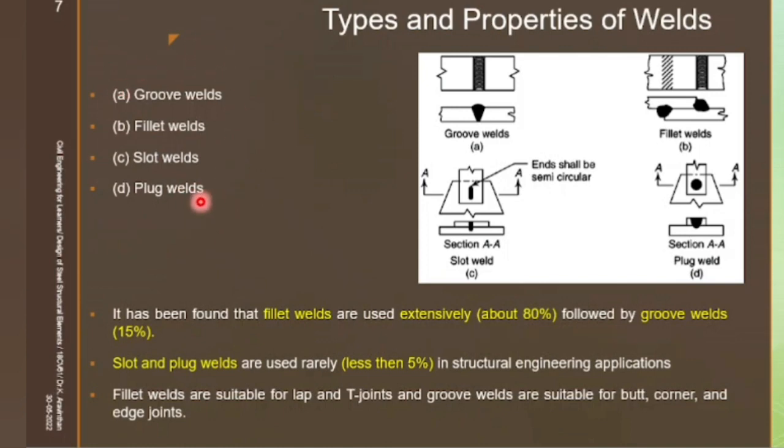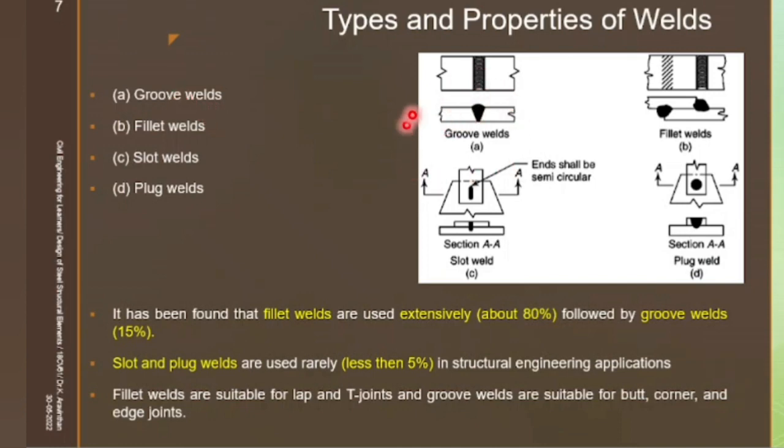You can recollect the types of bolt. The same way you have types in the weld also. What is groove weld? Taking some material from the top. If any member has to be connected, you will cut the member and then you will weld for better finish. So this is known as groove.